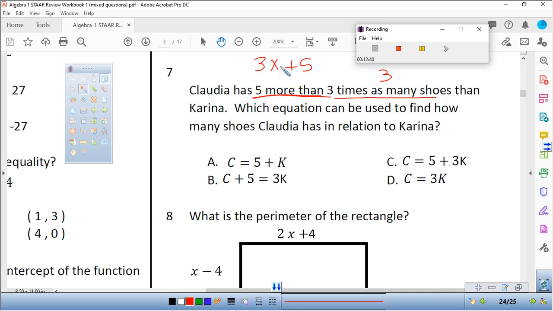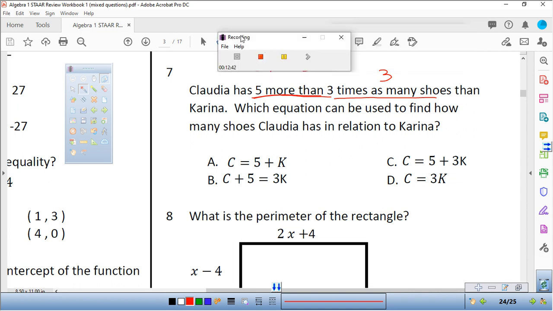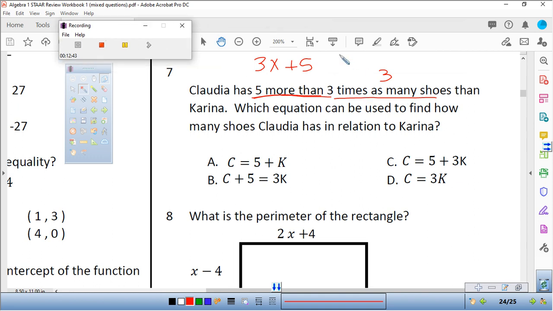We're going to go like this. As is equals to Karina. Okay, Karina will work as K, yeah? Where is this? Karina and Claudia. I think it's like this. Let me read it real quick.